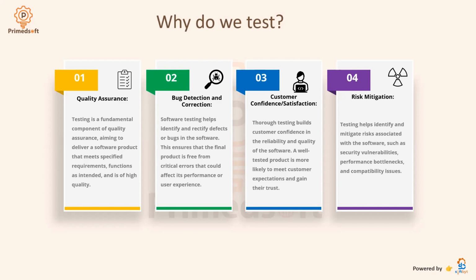So what is the other reason why we test? Bug detection and correction. Software testing helps identify and rectify defects or bugs in the software. This ensures that the final product is free from critical errors that could affect its performance or user experience. When you are testing, you are testing to see if there is any bug. There is no piece of software that is free from bugs. That's why they talk about the absence-of-errors fallacy. You can't say that any software is bug free, so every software must have one bug or the other.